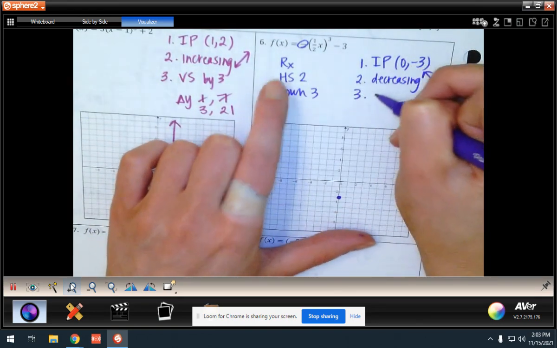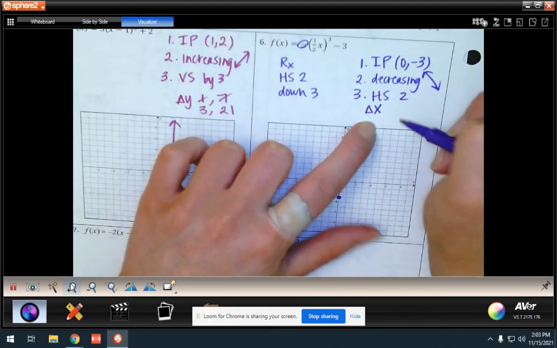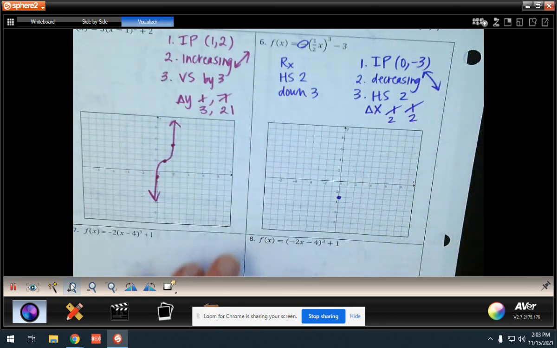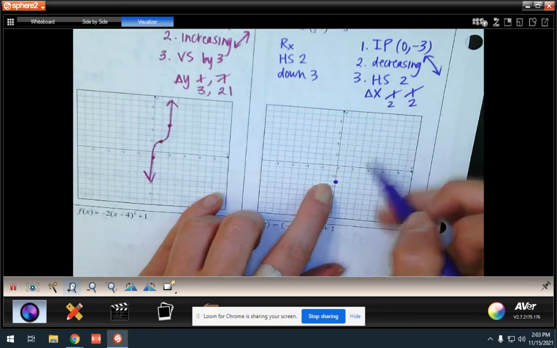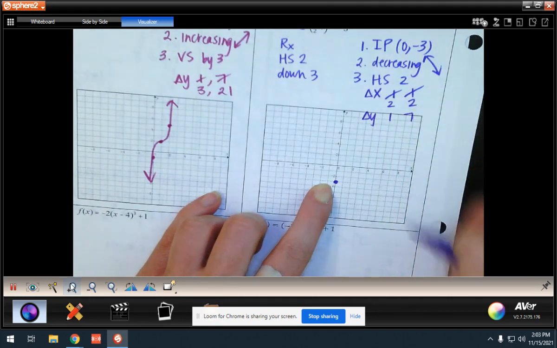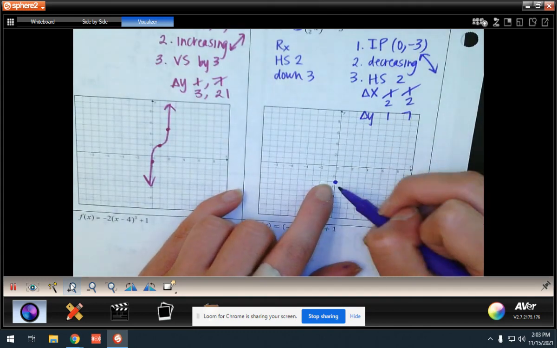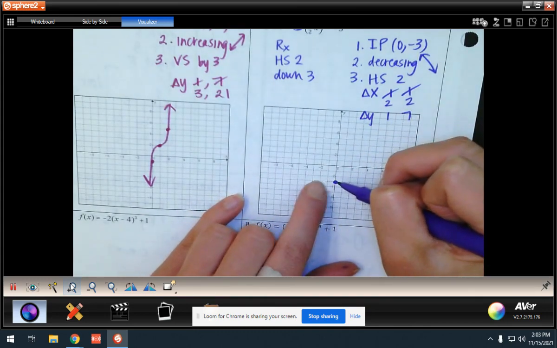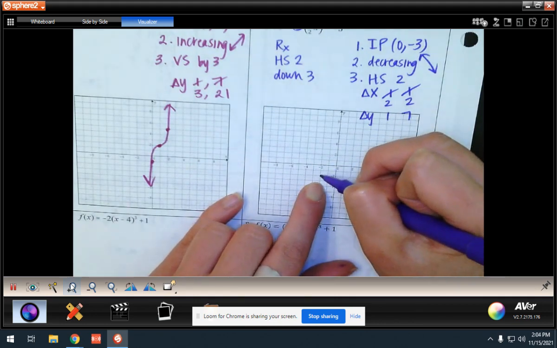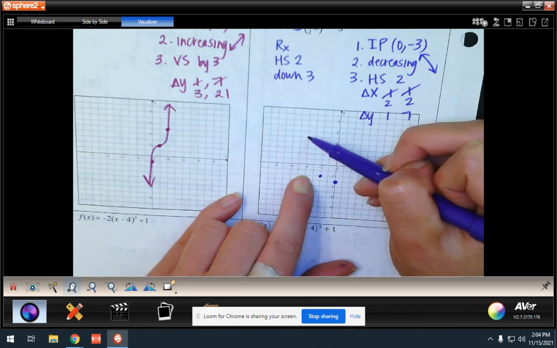And then we have a horizontal stretch by 2. And so our run number, our change in x, is going to go from 1, 1 to 2, 2. Okay, and so make sure you have it decreasing to get to your next point. And so our change in y's are still going to be 1, then 7. That's not going to change because we have a horizontal change, not a vertical. Okay, so we're going to go this way because we need decreasing. Over 2 up 7, up 1, over 2 up 7 puts you at the 5.